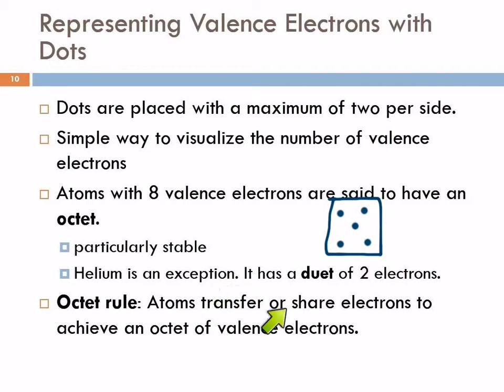Transferring would be ionic bonds. Sharing would be covalent bonds. Those transfer or share electrons to achieve an octet of valence electrons.